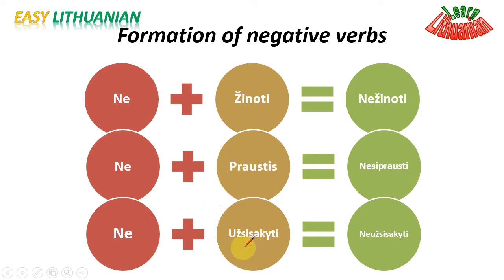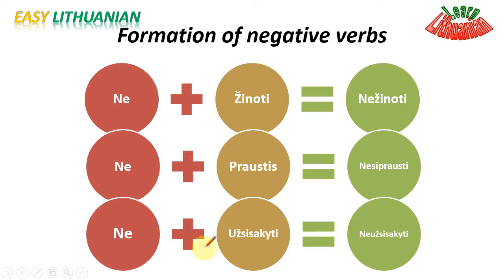Now, another thing. Let's say you have a verb which is already prefixed. Užsisakyti. This is prefixed and the reflexive verb at the same time. So užsisakyti means to order, sakyti means to say, užsakyti means to order something for someone, and užsisakyti means to order something for oneself.